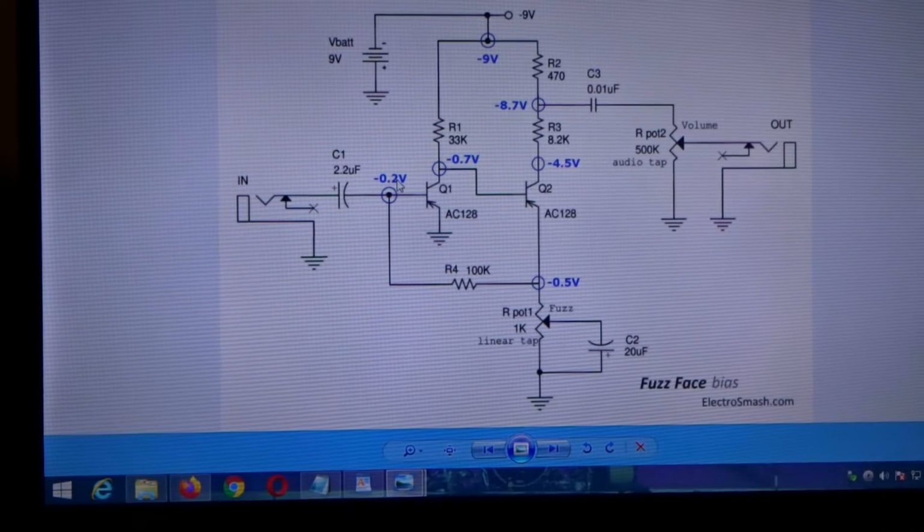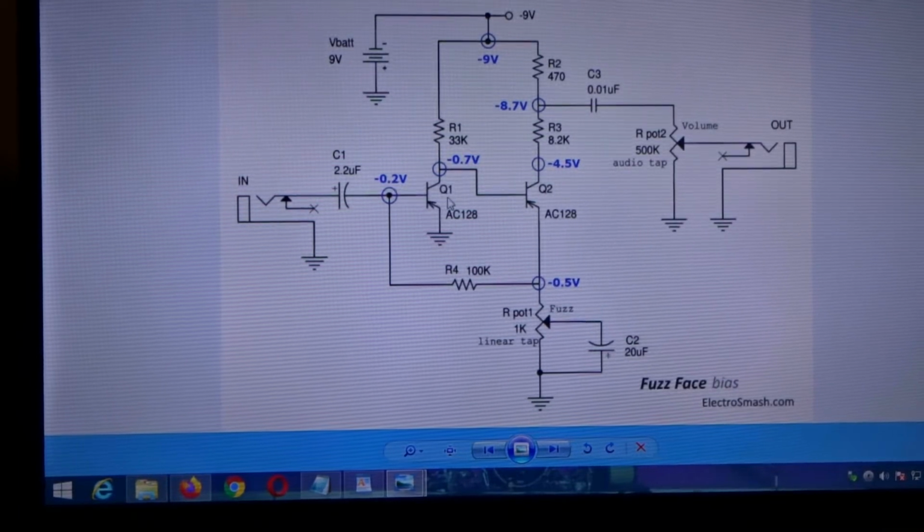We're not going to concern ourselves about that. We're going to concern ourselves with Q1 and Q2. We're also going to concern ourselves with the voltage at Q1 and the voltage at Q2, along with the voltage at the 8.2 kiloohm right here, which is 8.7 volts.